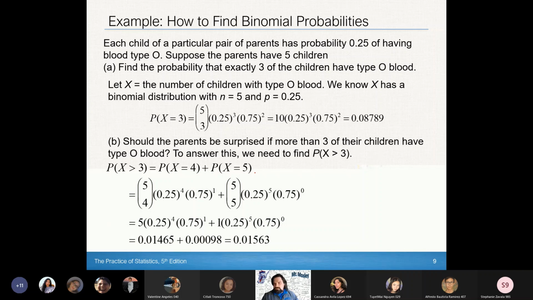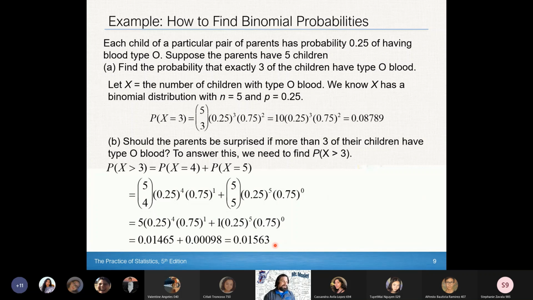So to do this, right, the probability of X being greater than 3 is equal to the probability of X equaling 4 plus the probability of X equaling 5. Right? We only have 2 other possibilities above 3, 4, and 5. So we do the binomial probability formula for both of these, X equaling 4 and X equaling 5. Notice we have a 0 power over here. Remember, anything to the 0 power is 1, not 0. All right. So 0.75 to the 0 power is 1. All right, we get the final result of 0.01563, or about 1.5%.